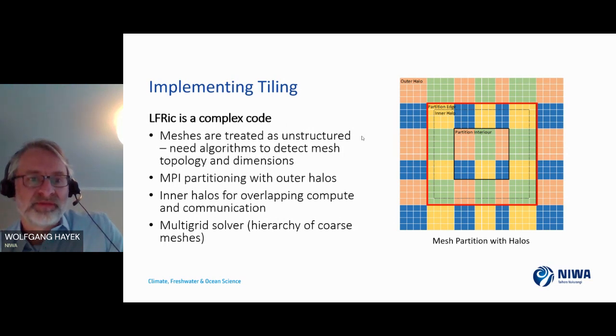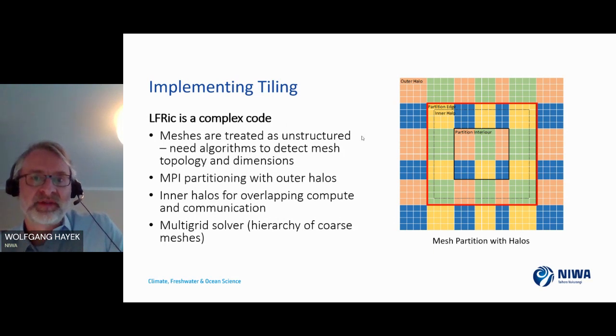There are several reasons for it. Part of it is the partitioning. You can see it here on the right, where you have boundary conditions called halos, and you need these halos for data exchange. So I had to tile that separately. Then there are inner halos because people wanted to overlay communication of this boundary data with computation in the inside of a partition. So there are several constraints that you have to work with, and Elfric treats its meshes as unstructured.